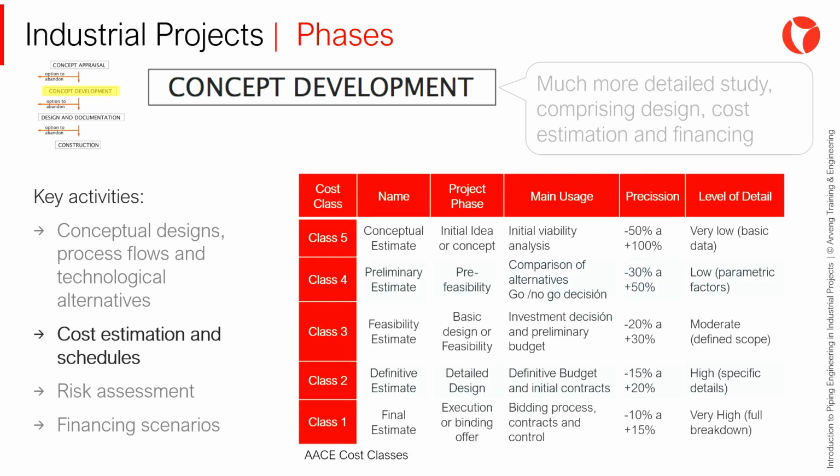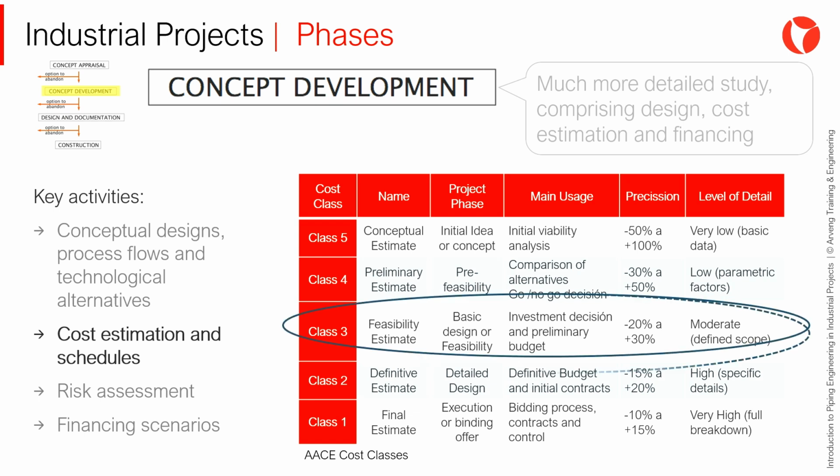The Association for the Advancement of Cost Engineering establishes a standard classification of cost classes. In increasing order of uncertainty, Class 1, for example, has less uncertainty or higher precision than Class 5. Companies define the required level of accuracy or cost classification for each phase of the project. The concept development phase is generally classified as Class 3, although Class 2 may be required for key equipment that could have a greater impact on the project's total investment.